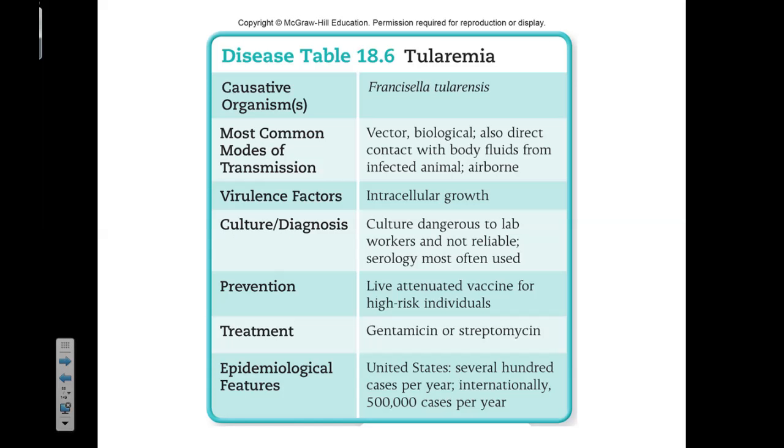To review, Tularemia is caused by Francisella tularensis. It is commonly transmitted via small mammals and or arthropods. To prevent it, we should take the vaccine. For high-risk individuals, for treatment, we should take a prolonged regimen of antibiotics. And within the United States, we only have several hundred cases annually.